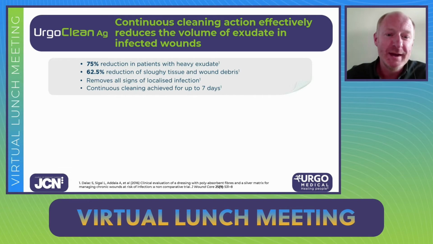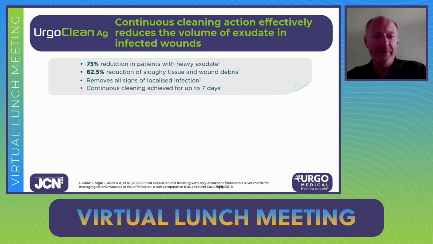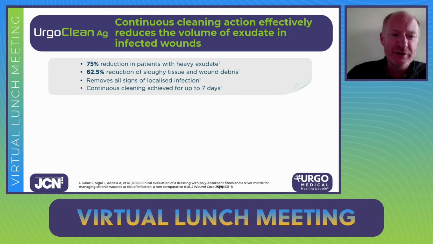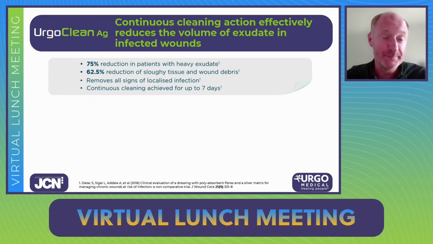Before we do, let's just remind ourselves that the evidence shows that with UrgoClean Ag, you see a 75% reduction in patients with heavy exudate, a 62.5% reduction of sloughy tissue and wound debris. UrgoClean Ag is able to remove all signs of local infection, and as I said just now, you have continuous cleaning action for up to 7 days.